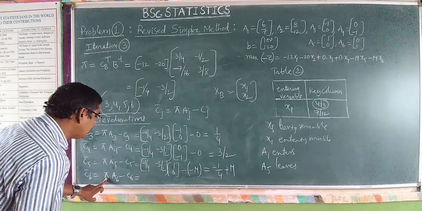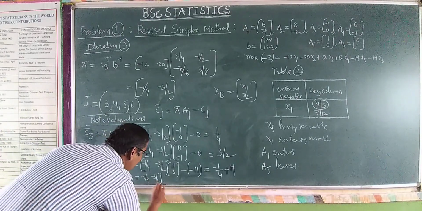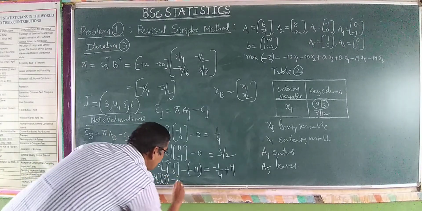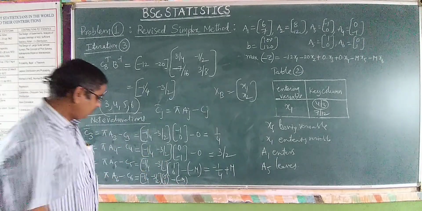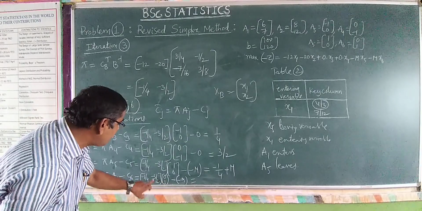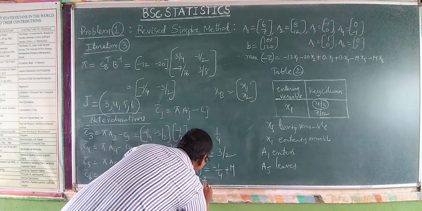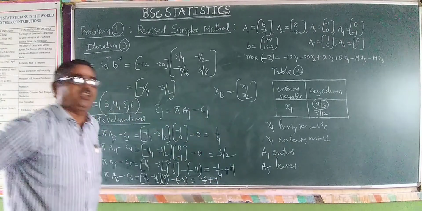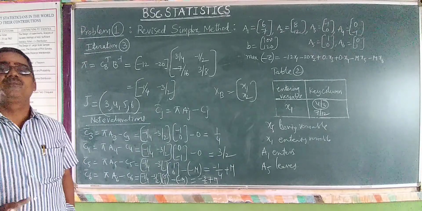So pi into A6. Pi is minus 1 by 4, minus 3 by 2, multiplied by A6, which is 0, 1, minus of M, the cost C6 is minus M. So therefore it is minus 1 by 4, minus 3 by 2. First one 0, second one minus 3 by 2 times 1, minus 3 by 2, and plus M. Now you see the values of net evaluations.